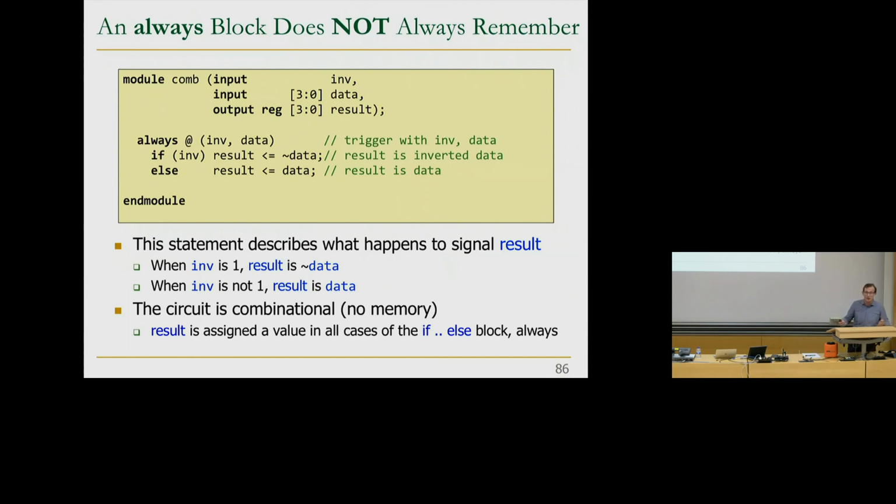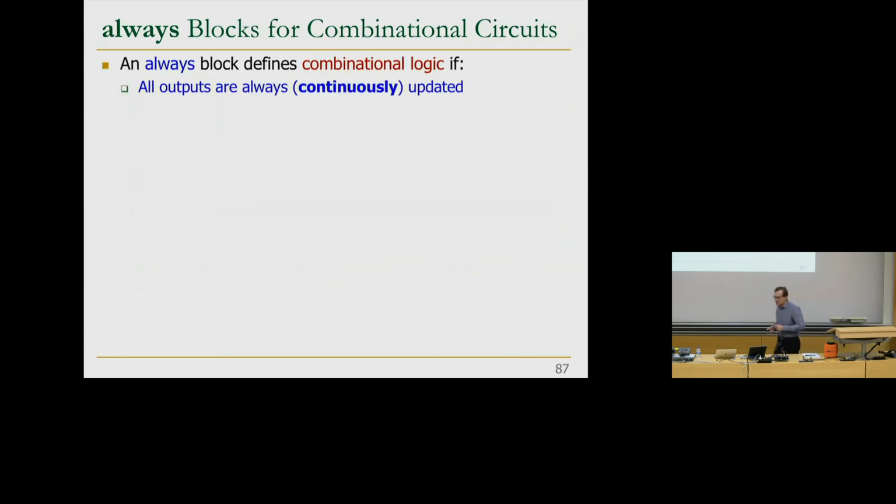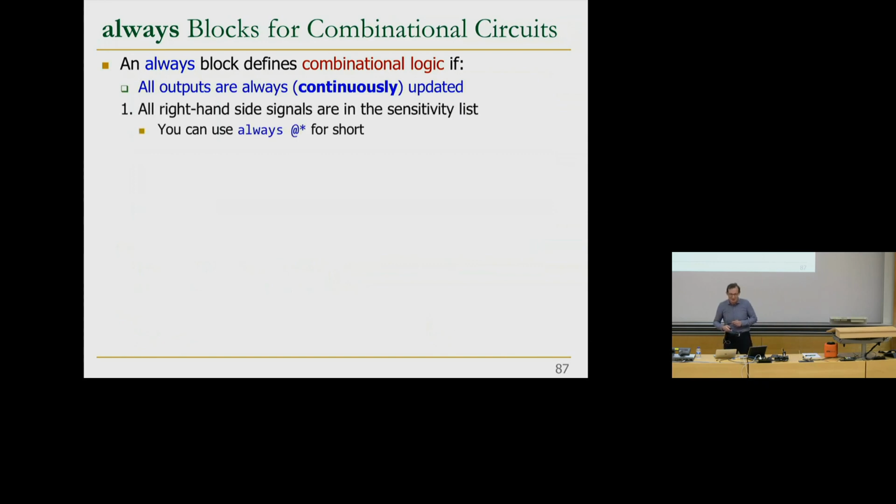Sometimes you may want to use always as a combinational circuit. I wouldn't recommend it initially, but there are some complicated statements in combinational logic where using the always block may be useful. But this is a very powerful construct, actually. Basically, an always block defines a combinational circuit if all outputs are always updated, meaning that all right-hand side signals are in the sensitivity list.